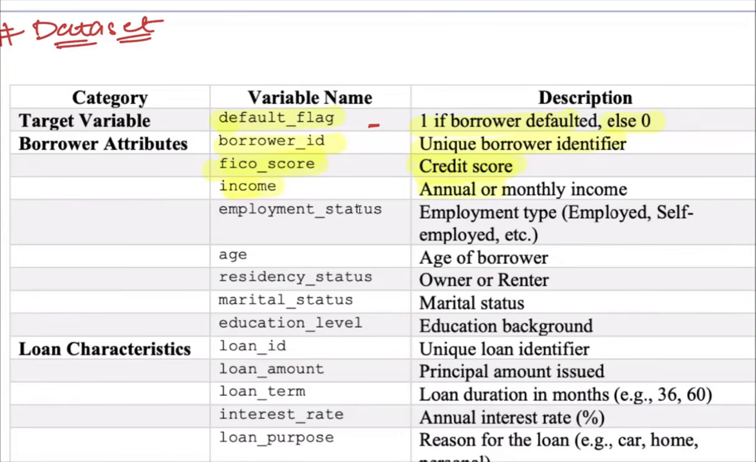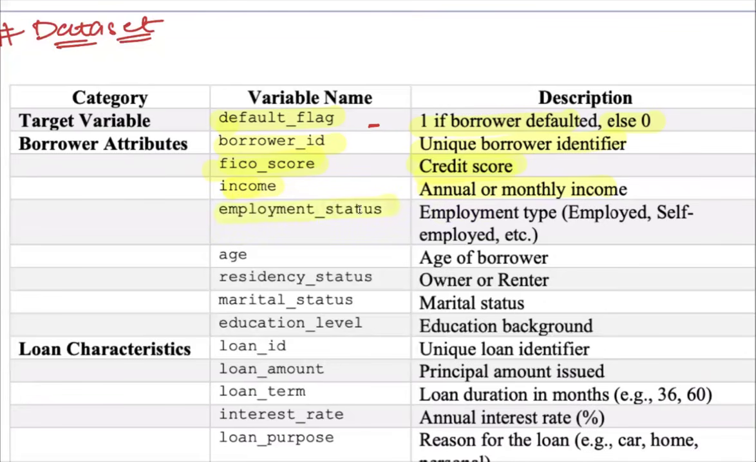Income, definitely one of the most important metrics. Why? Because of course, everyone looks at income and then they'll give you the loan. Now this income can be either your income or your co-borrower's income. A lot of times you cannot get a loan on your own, so the banks look at the co-borrower's income.